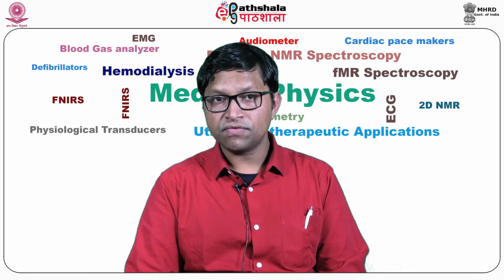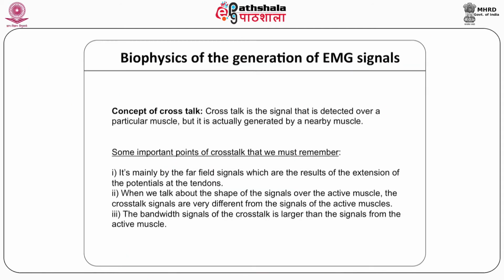Before we go further, we have to understand the concept of crosstalk. Crosstalk is the signal that is detected over a particular muscle, but is actually generated by a nearby muscle. It is the far field potentials that are generated by the dying of the potentials at the tendons. This phenomenon is mainly seen in surface recording. The properties of volume conduction come into play when the far field signals travel along the surface and tissues. The main problem with crosstalk is that it influences the interpretation of the EMG recordings.